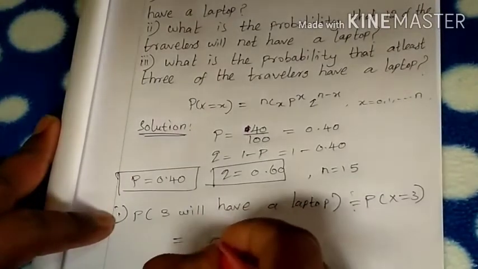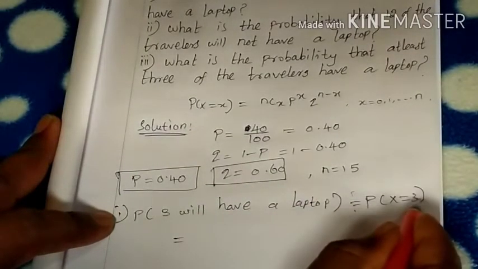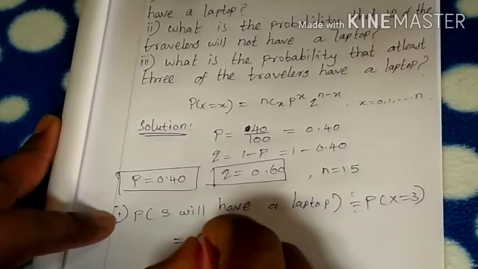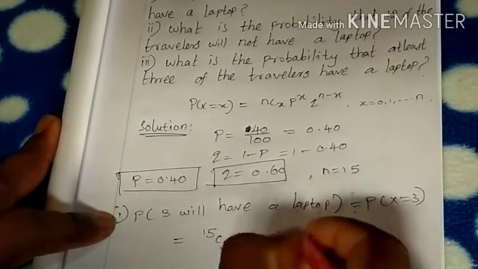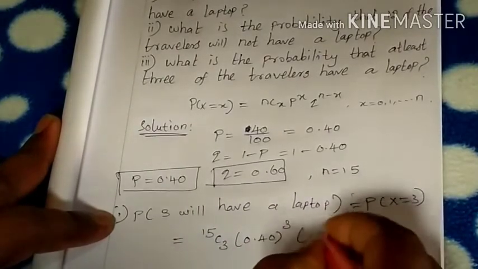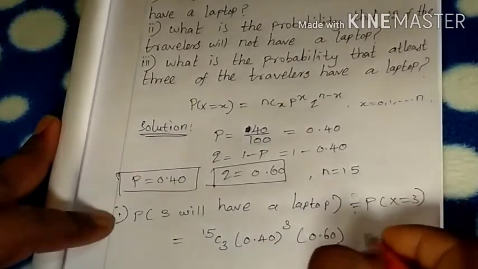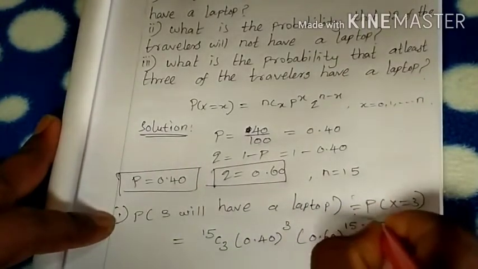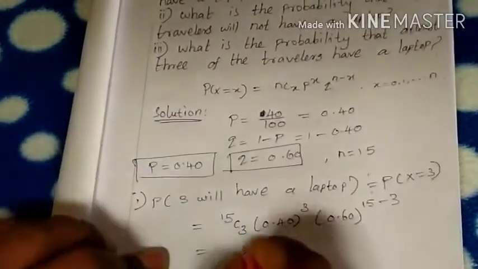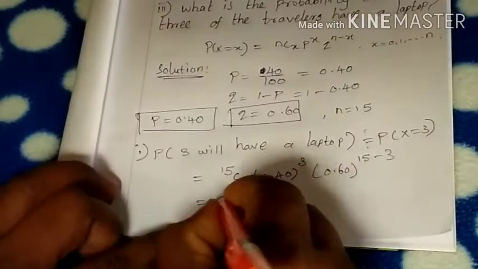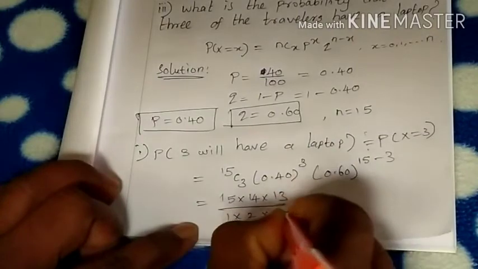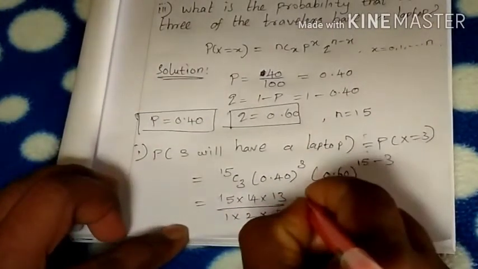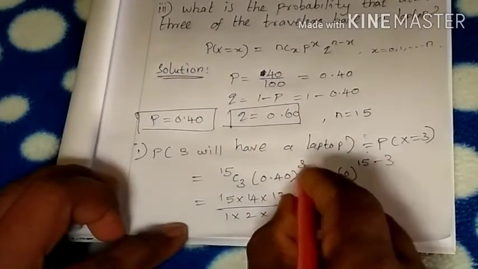Substituting in the binomial distribution, P of x is equal to 3, x is now 3. So nCx, n is 15, 15C3, times p is 0.40 power x, replaced by 3, then q is 0.60 power n minus x, n is 15 minus x is 3. 15C3 can be written in the form of 15 into 14 into 13 divided by 1 into 2 into 3. Then 0.40 power 3, using the calculator.